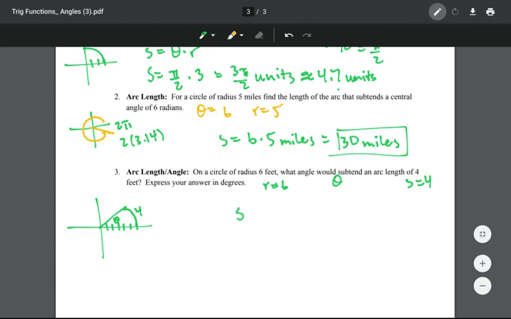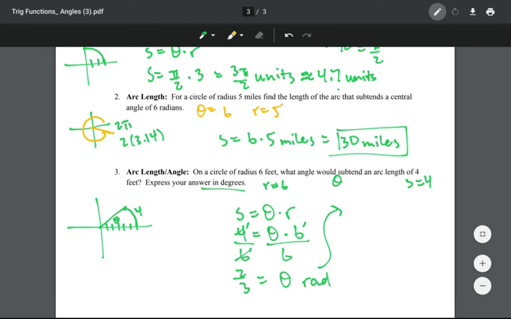Putting this together in our formula, s is equal to theta times r. We do have s, which is 4. Theta we do not have, and we've got 6 there. These are both in feet. If I divide everything by 6, I'm solving for my angle measure. Feet are going to cancel, and I can also reduce 4/6 into 2/3. So 2/3 is equal to theta. But remember in our formula, theta is in radians. So this is in radians as well. But I want my answer in degrees. So I've got to do one more adjustment.